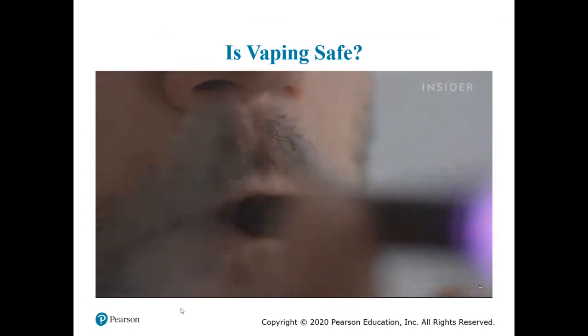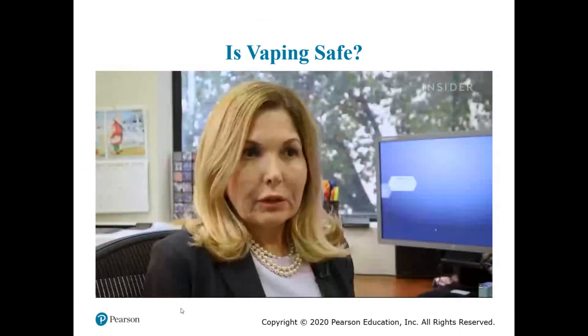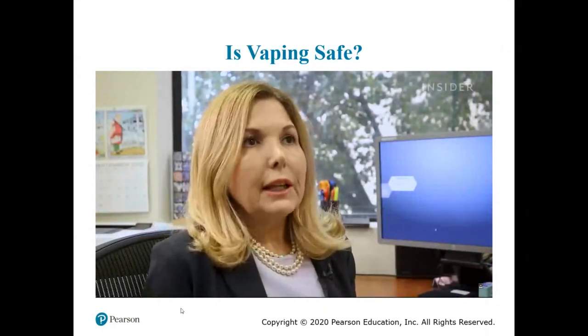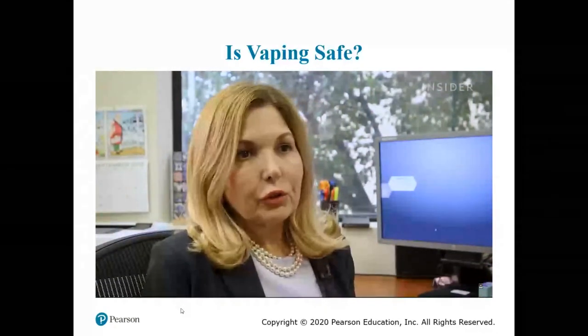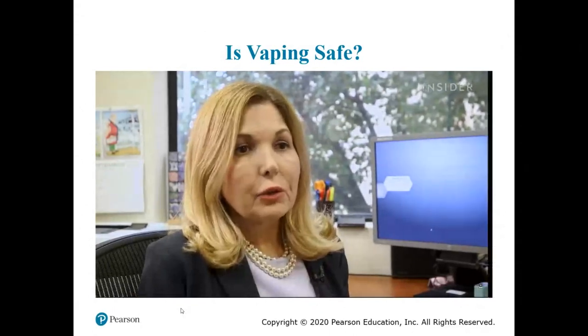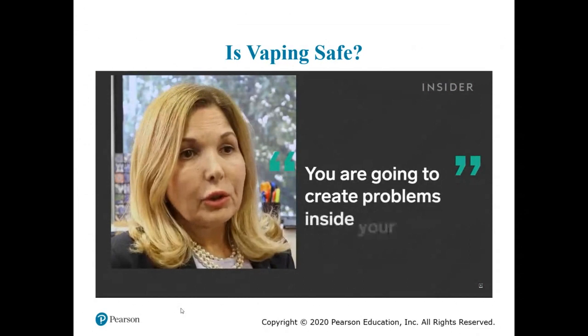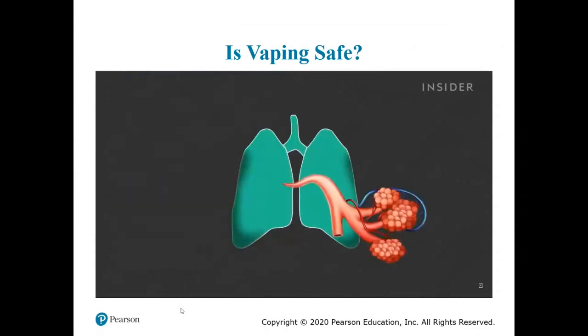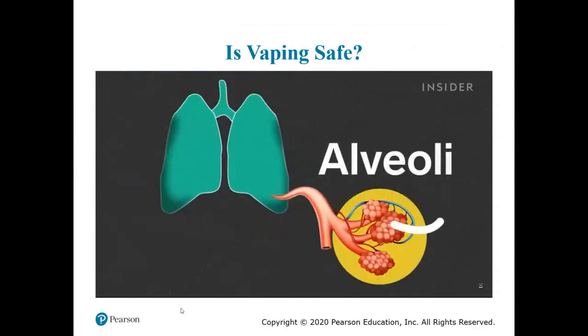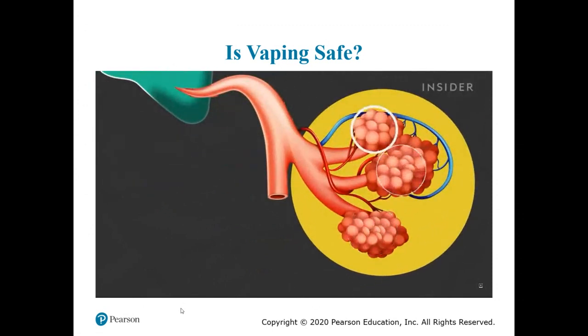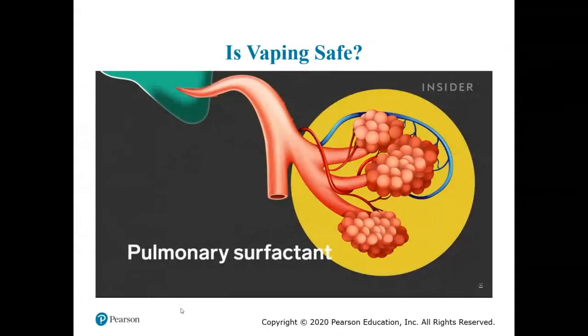When you start inhaling oils, any type of oil, vitamin E is an oil, if you start to inhale it into your lungs, you are going to create problems inside your alveoli. Alveoli are small bubbles inside your lungs that transfer oxygen to your blood. And she says that vitamin E could interfere with the lining that surrounds them called pulmonary surfactant.